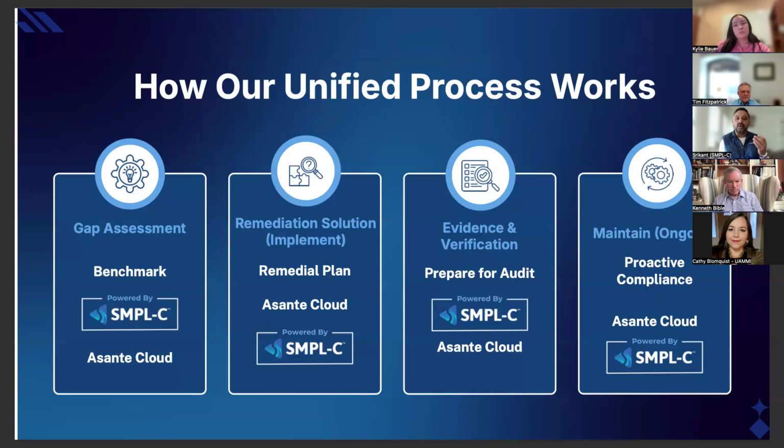And our goal is to move the thought process from, hey, figuring out what to do, to actually securing yourself through the CMMC journey. That's our main part of this. And Asante Cloud, a great partner for us. Tim, you want to give a couple of lines on yourself as well?